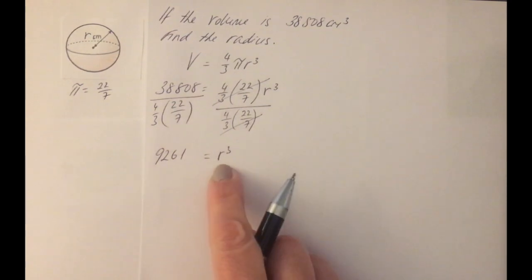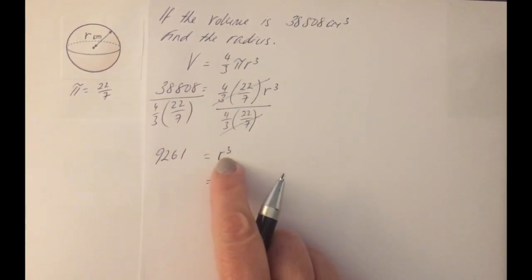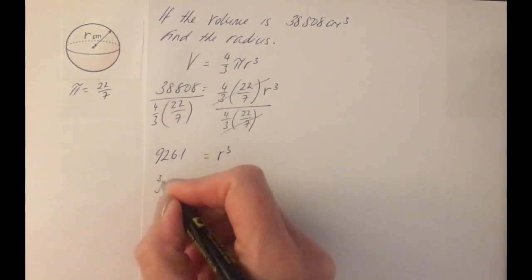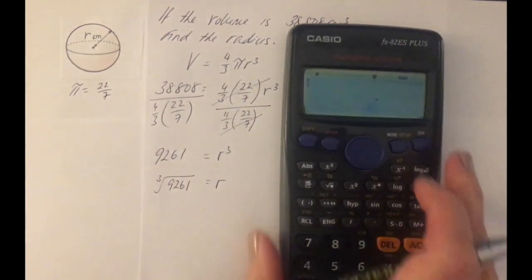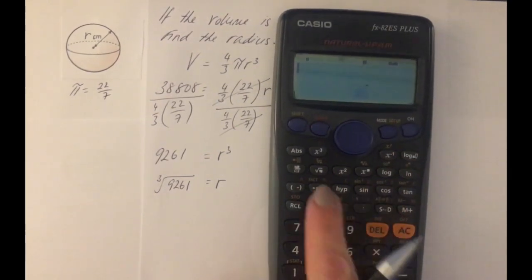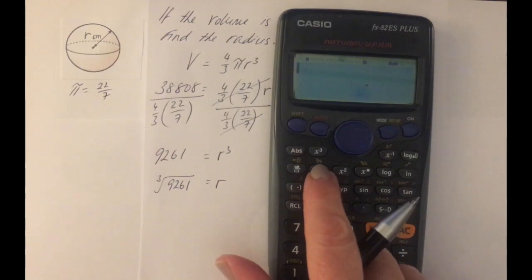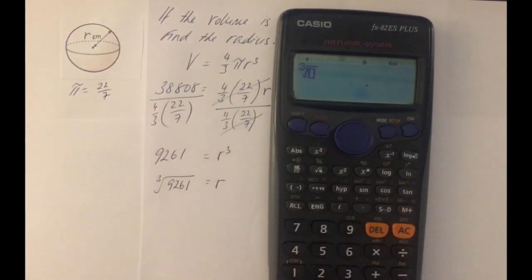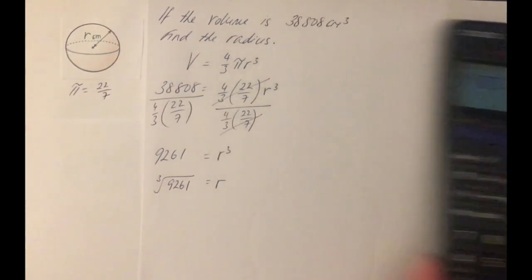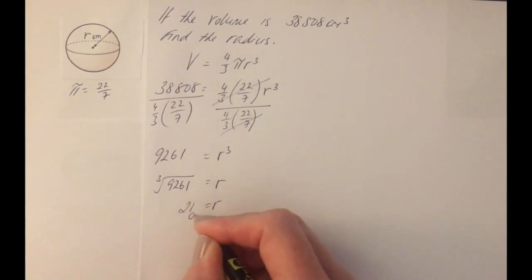And now to get from r cubed to r, we must undo the cube, in other words, cubed root 9261. So get your calculator, and to get cubed root, we're going to access it here above the square root button. You can see there's a cubed root button, so shift, press that, and the cubed root button should come up, 9261, press equals, and the answer is 21. So the radius is 21 centimeters.